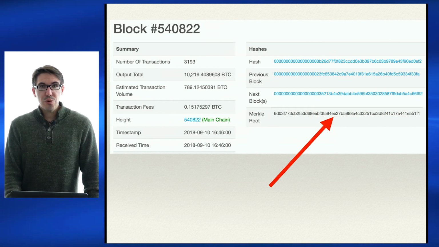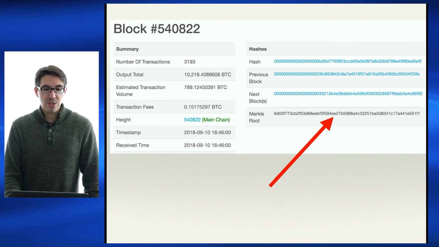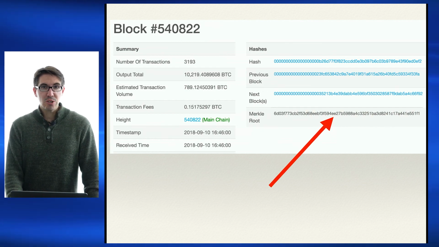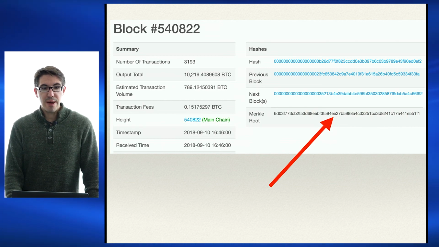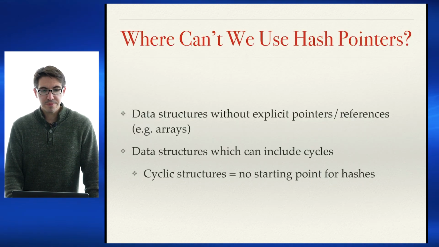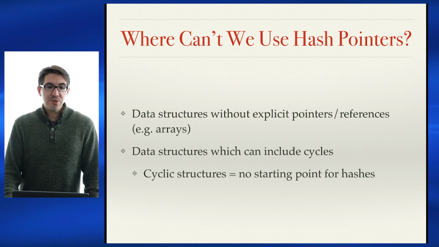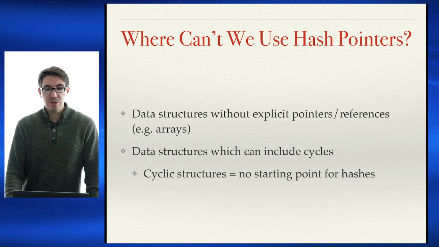Finally, we can see the Merkle root of all of the transactions stored in here. Transactions in Bitcoin are stored in a Merkle tree, but the Merkle root is included as a way of verifying which transactions have taken place in that particular block. So hash pointers seem like a really interesting, cool, and useful addition to our arsenal for data structures, and they are absolutely integral to building blockchain and related data structures.